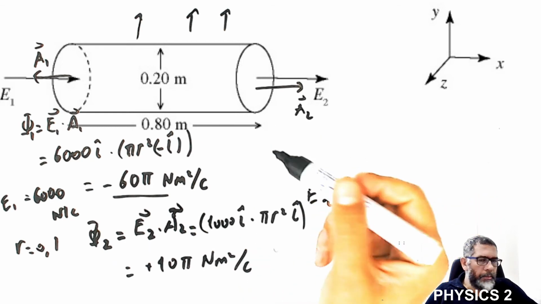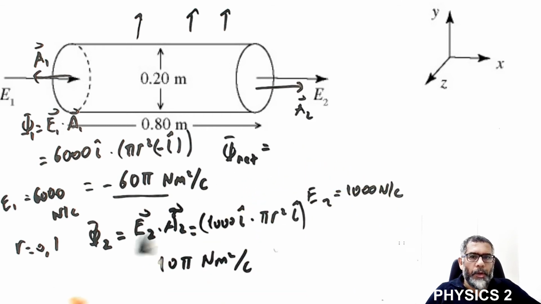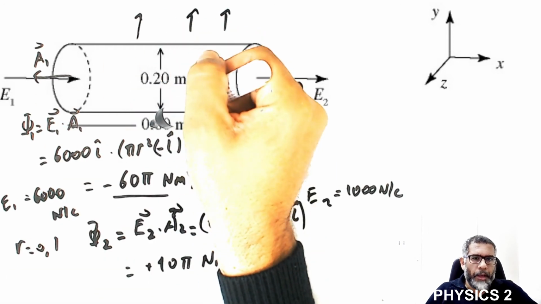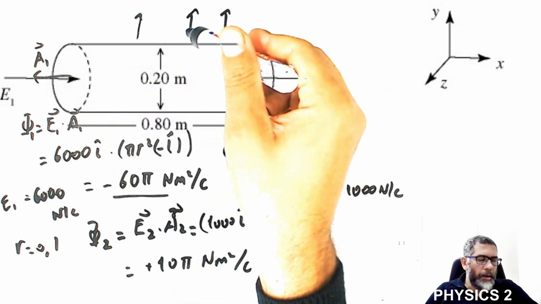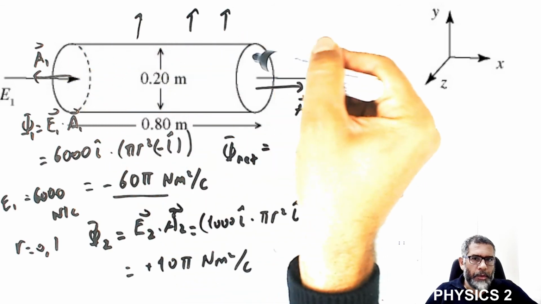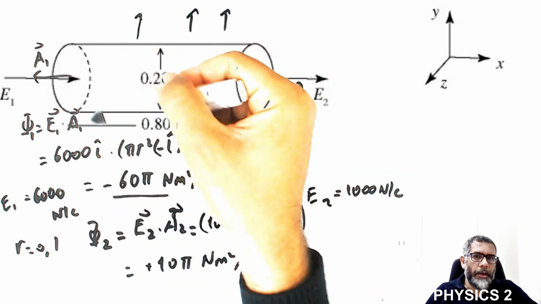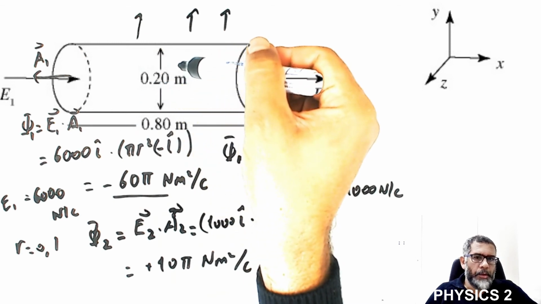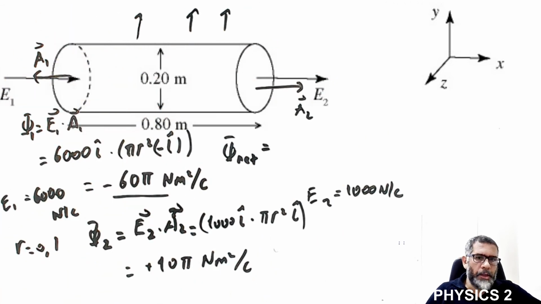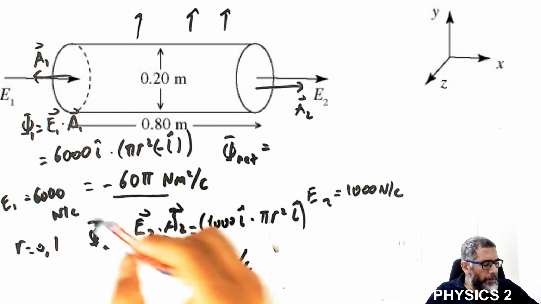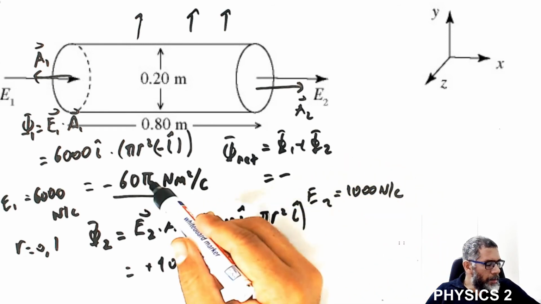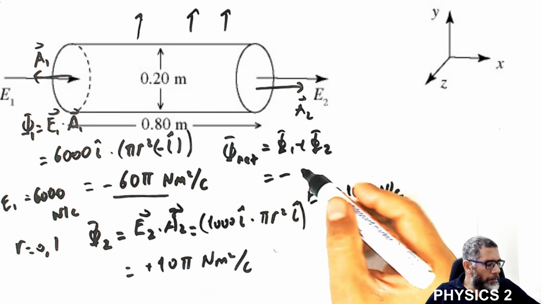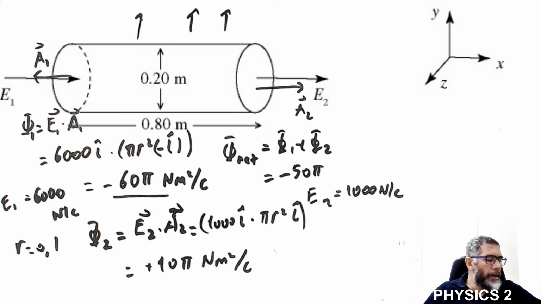The next question might be, what is the net flux through this volume of cylinder? Well, the flux through the side surfaces is going to be zero, because the electric field is defined to be at the left and right caps only. If there is an electric field, it is continuous and the direction is toward the right. The area vectors of the side surface at every point are perpendicular to the electric field, so they produce zero flux through the sides. So the net flux is phi 1 plus phi 2, which is minus 60 pi plus 10 pi, giving minus 50 pi. This is the net flux.